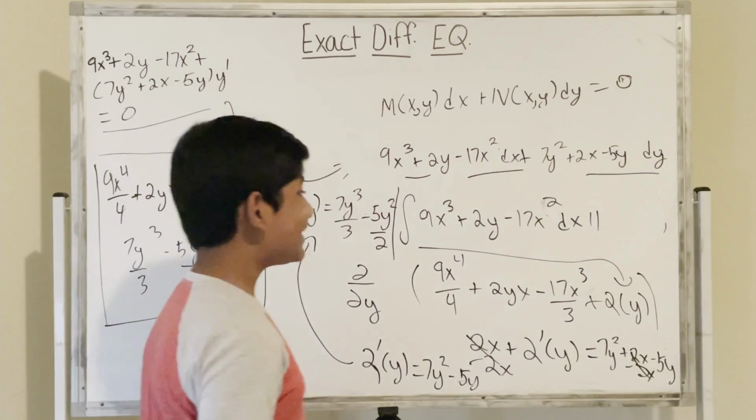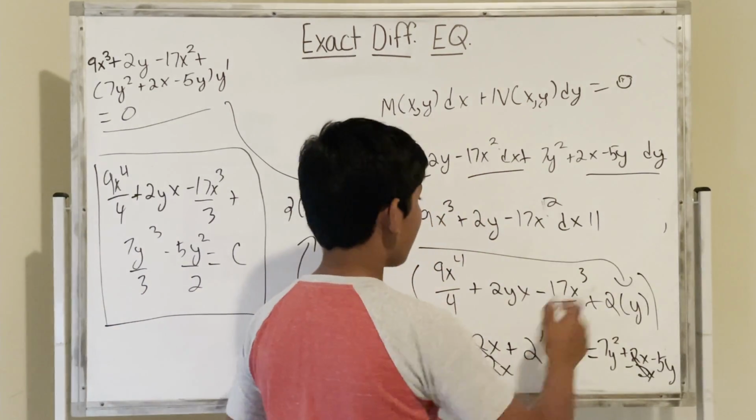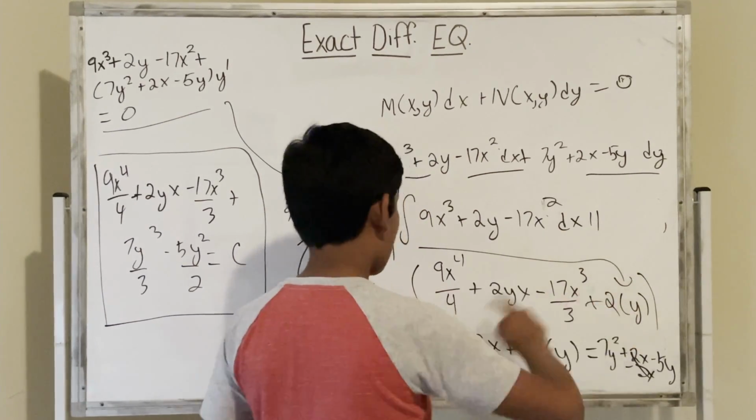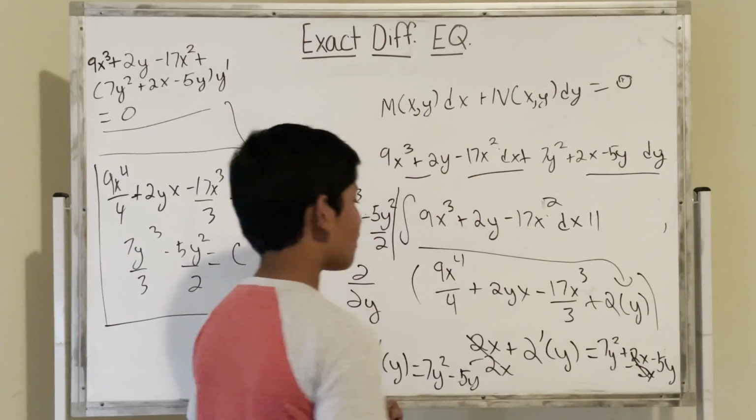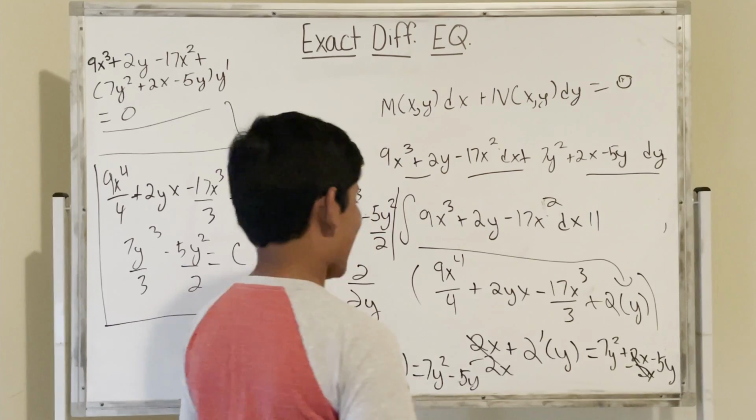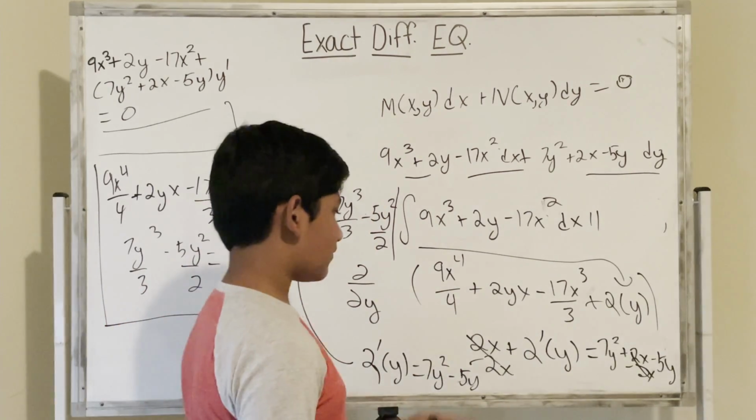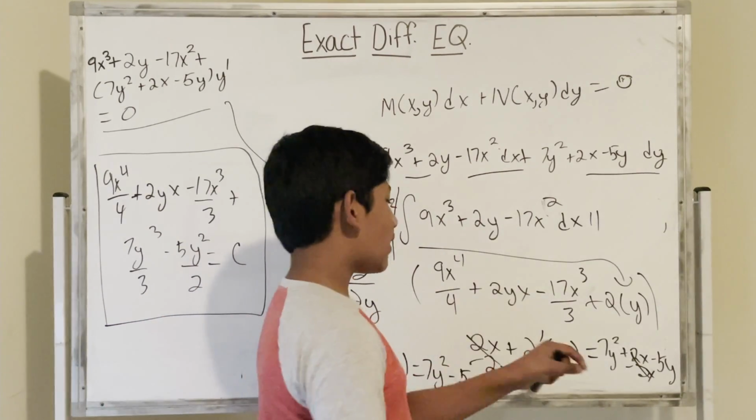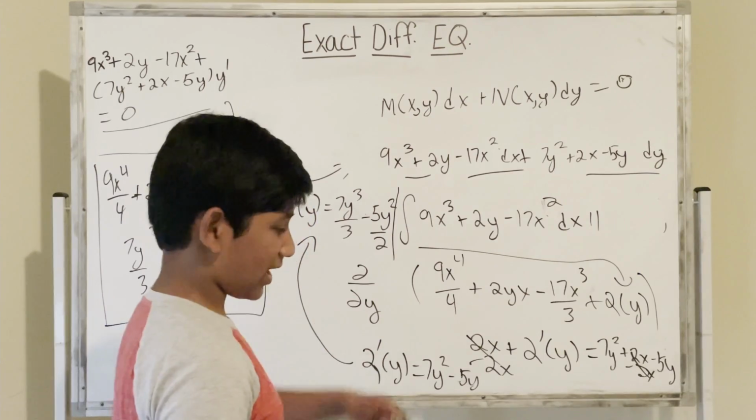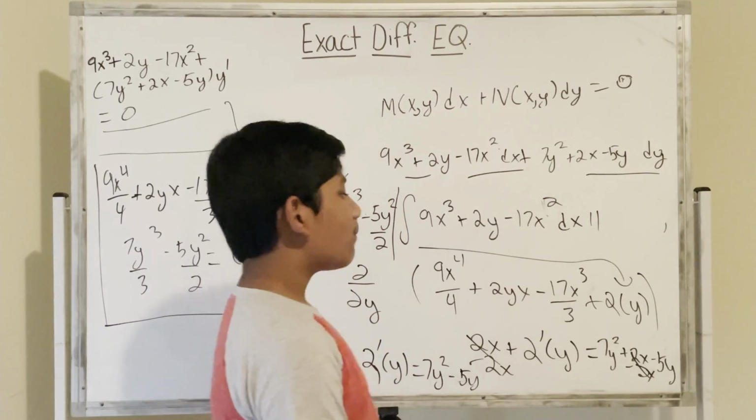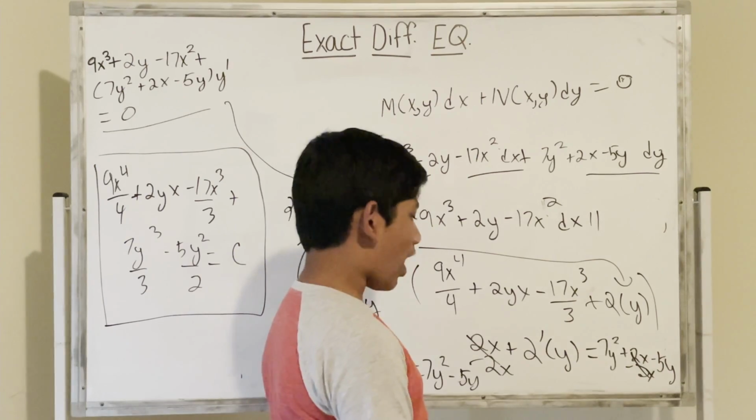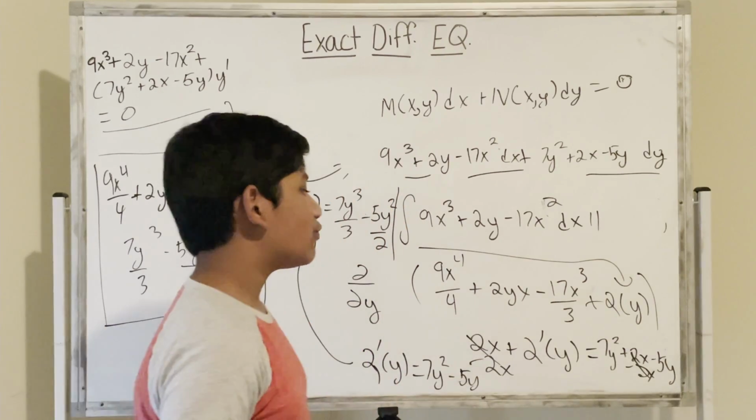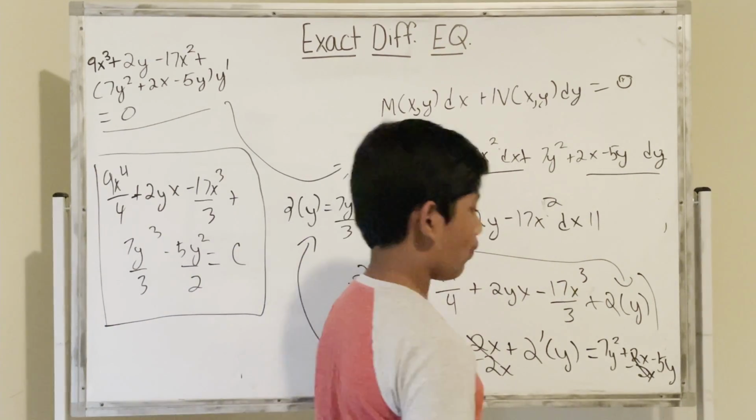Once we did this, we get an arbitrary function phi of y, but we already got it over here. So when we took it, we get 2x plus phi prime of y as our partial derivative. And we're setting this equal to n of x comma y, which is 7y squared plus 2x minus 5y. Now, we subtracted the 2x to get phi prime of y is going to equal 7y squared minus 5y.